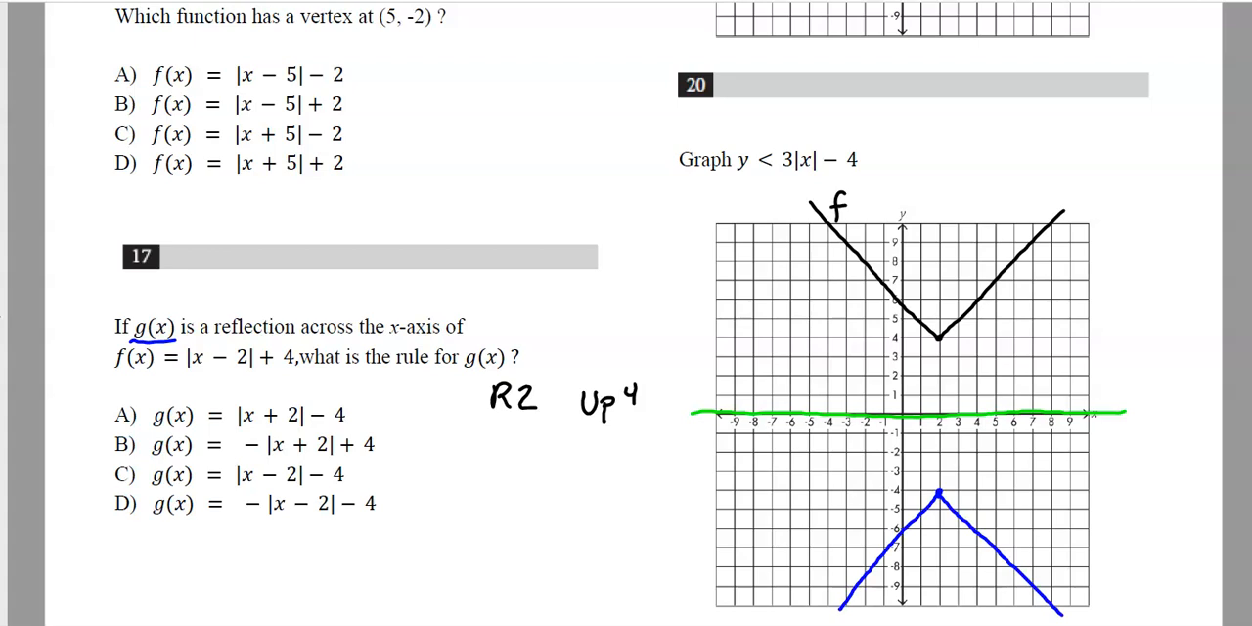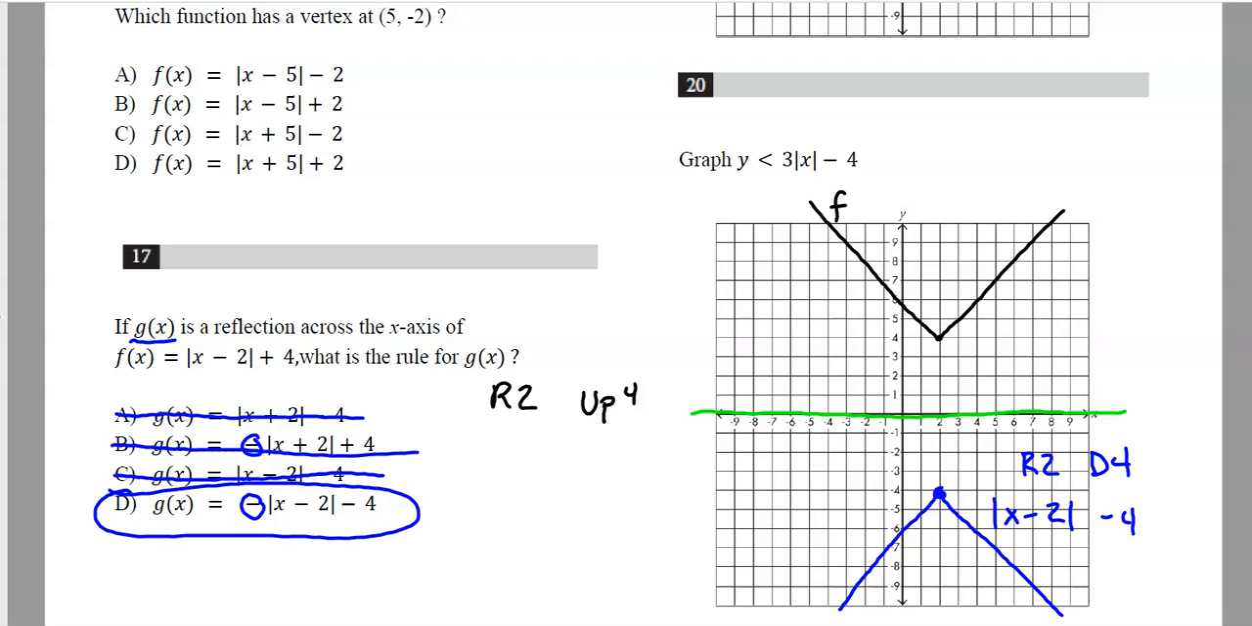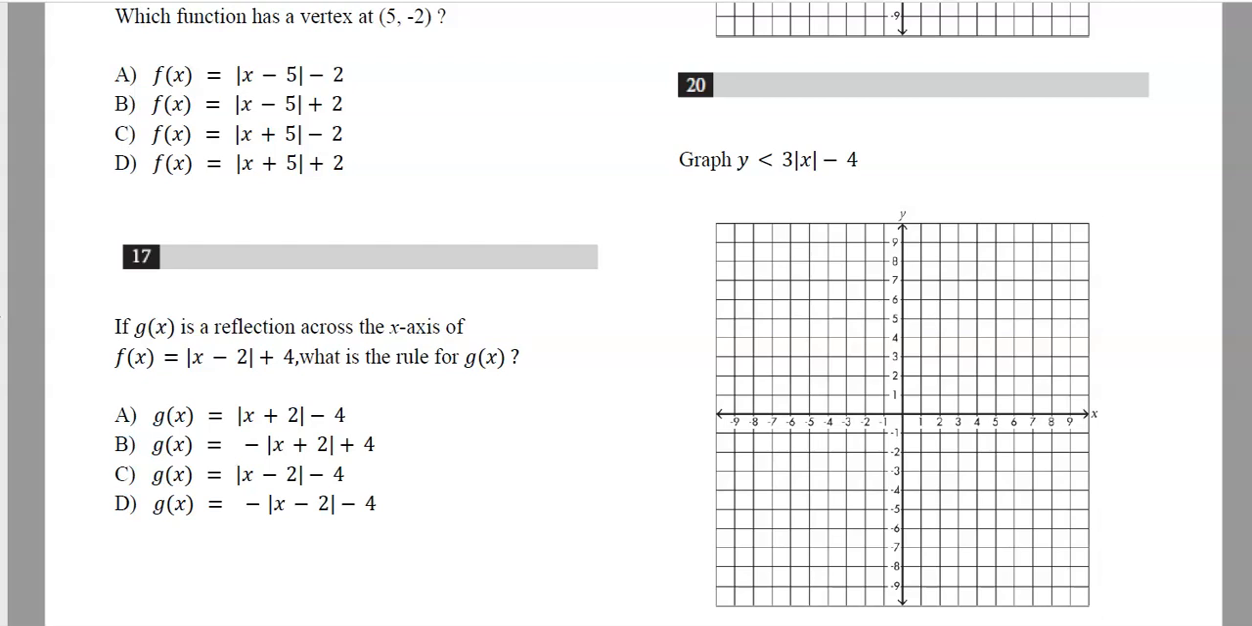So the first big idea is it's got to have a negative in front. So it cannot be those two, because we had to have that negative in front to flip it. Now, if you look at the vertex, we went right 2, down 4. So I'm looking at a -4 in the back and a -2 inside the bars. So it looks like the correct answer here is D. This one had a +4 at the back, which would not have been right. So those are a little bit tricky, man.